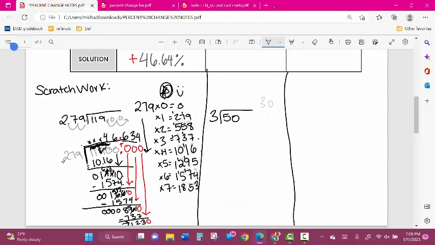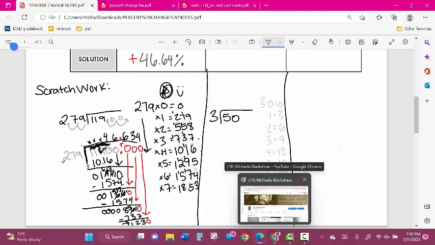Got 3 times 0, 1, 2, 3, 4, 5, 6, 7, 8 and 9. Any number times 0 is 0. Any number times 1 is itself, so 3 times 1 is 3. And then I just keep repeatedly adding 3. So 3 plus 3 is 6. Plus 3 more would be 9. Plus 3 more would be 12. Plus 3 more is 15. Plus 3 more is 18. Plus 3 more is 21. Plus 3 more is 24. Plus 3 more is 27.